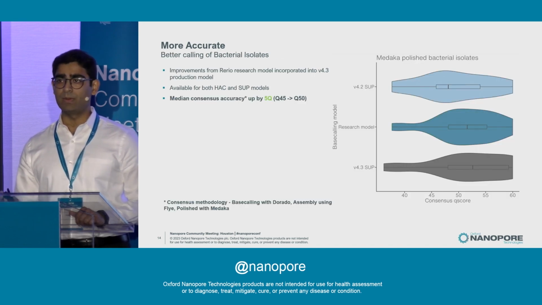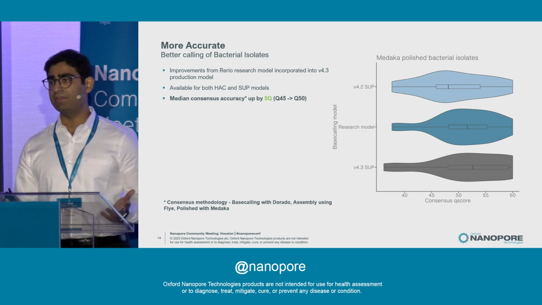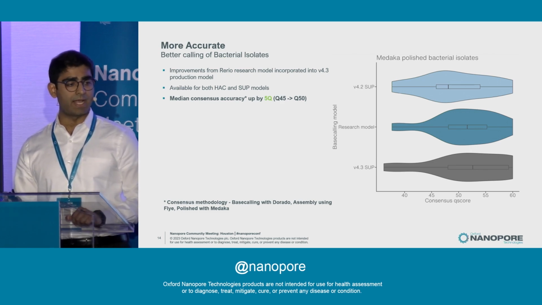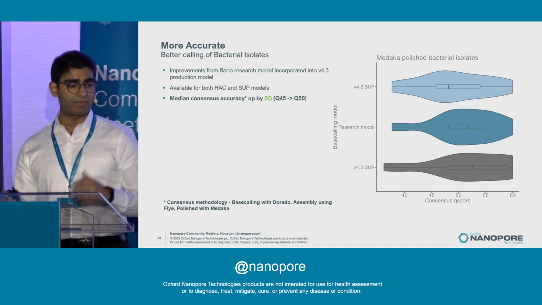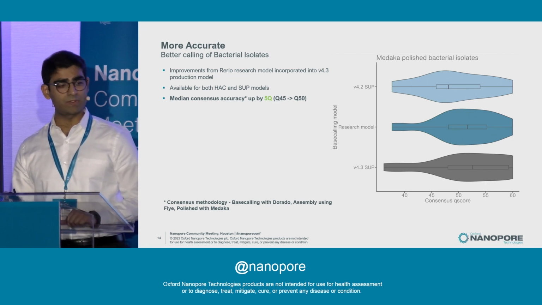So last month, we released a research model on Vario that was focused on improved bacterial isolate calling. Since then, we've incorporated all of those updates into our production model training pipeline. And the new version that we released today includes all of those updates in the fast, hac, and sup variants of the model. So the graph on the right shows the median consensus accuracy improvements across those models.